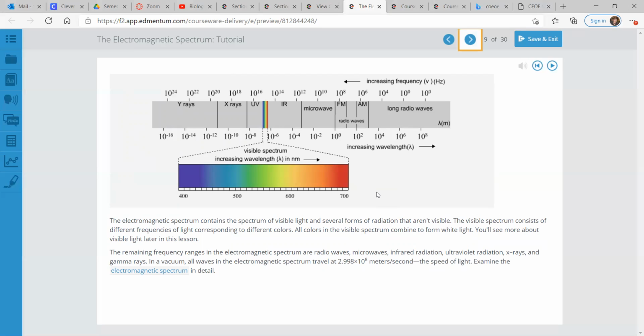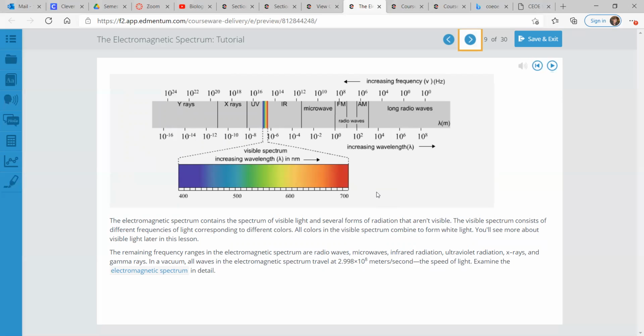The remaining frequency ranges in the electromagnetic spectrum are radio waves, microwaves, infrared radiation, ultraviolet radiation, X-rays, and gamma rays. In a vacuum, all waves in the electromagnetic spectrum travel at 2.998 times 10 to the 8th power meters per second, which is the speed of light.